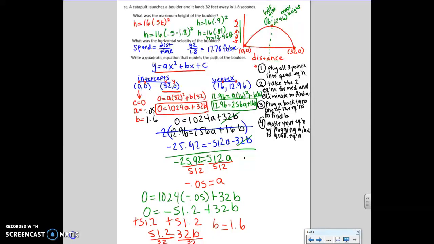So I can form my equation. Remember, you are plugging into ax squared plus bx plus c. I don't need to plug in the c because the c is 0. So I'm just going to plug in A, which is negative 0.05 x squared, and B, which is 1.6x. And this is the equation that I needed to form. That is my answer.